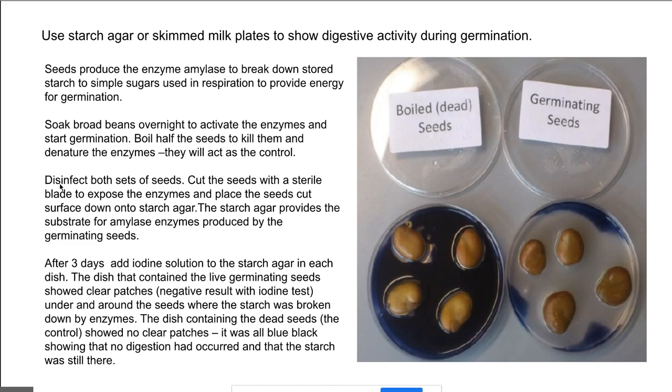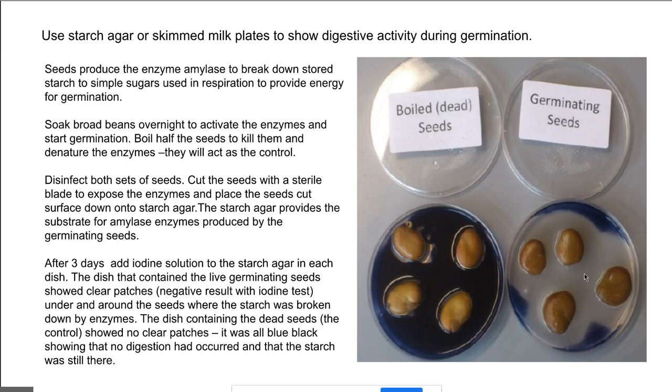We're going to disinfect both sets of seeds so they can be dipped into Milton or some disinfectant because we don't want any mold or bacteria on the surface of the seeds because they'd quite happily grow in our dishes as well. Cut the seeds with a sterile blade, sterile to avoid contamination, to expose the enzymes, and place the seeds cut surface down onto starch agar.